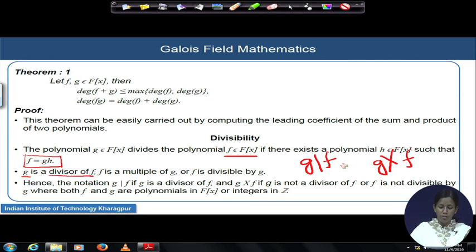Provided that f and g both belong to F[x], and they are the integers in the natural set Z.